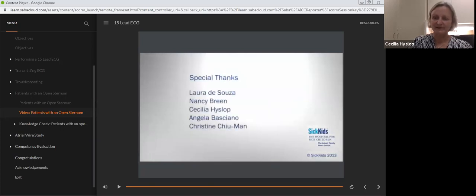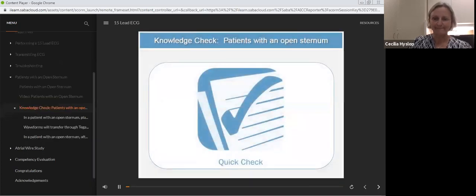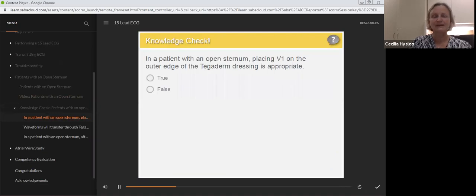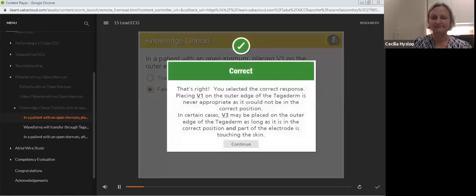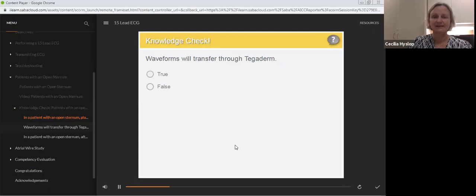So another quick knowledge check. See how we do. In a patient with an open sternum, placing V1 on the outer edge of the tegaderm dressing is appropriate. False. We also don't want to lift the dressing because underneath there is the heart. Waveforms will transfer through tegaderm. False.